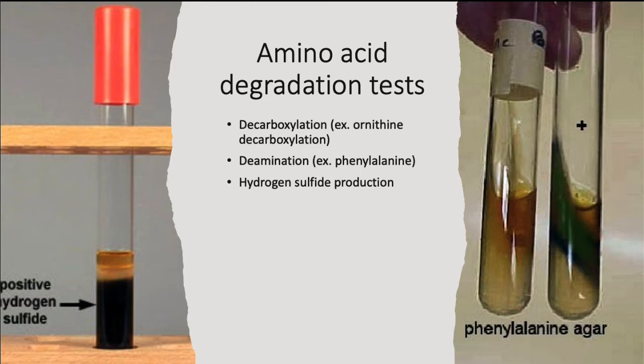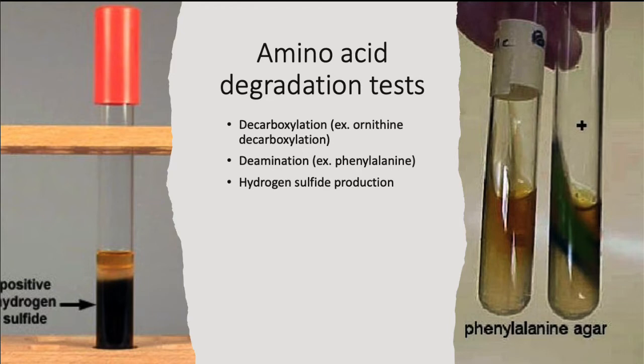The other one is the deamination reaction. In this case, the group that is removed is the NH2, the amino group. A common one is called the phenylalanine deamination reaction. And these media tend to have that specific name. So Phenylalanine Agar is going to test for phenylalanine deamination.